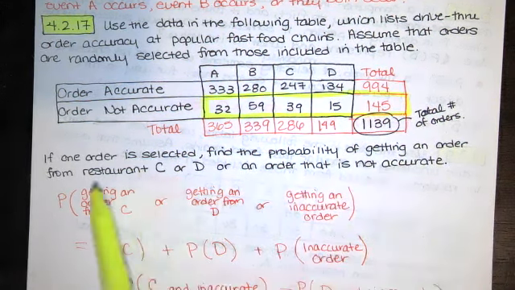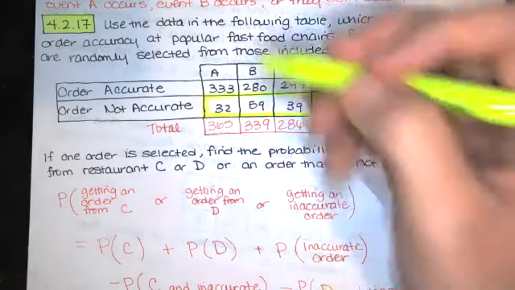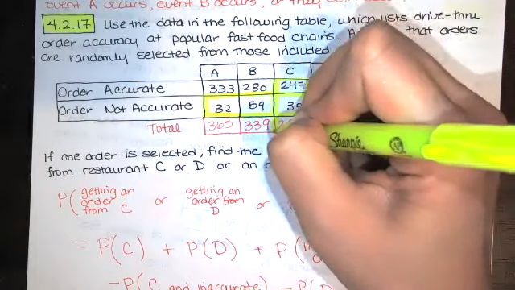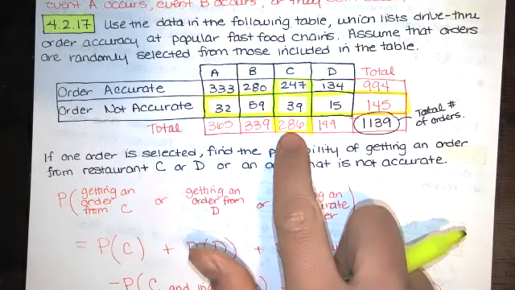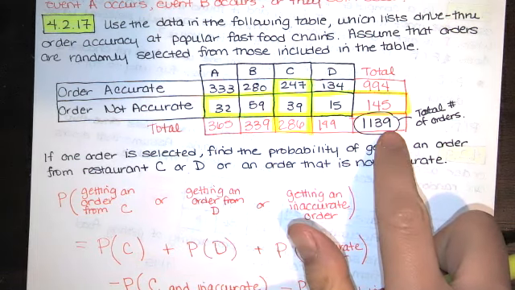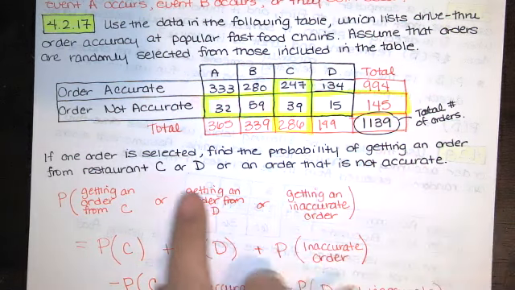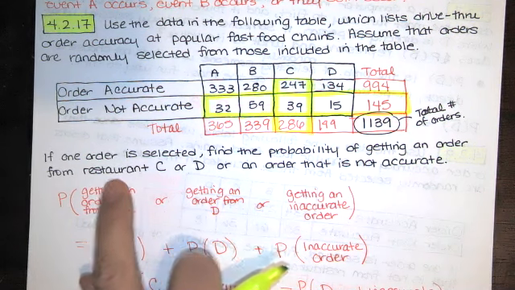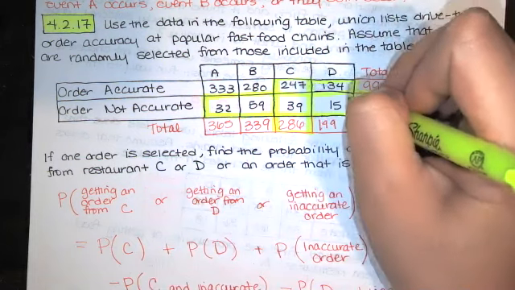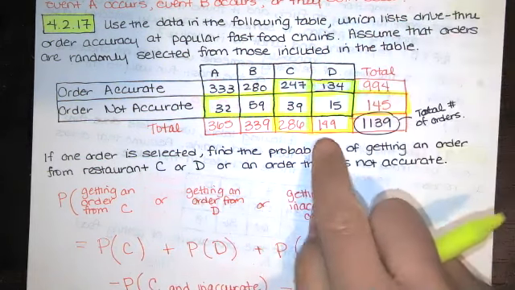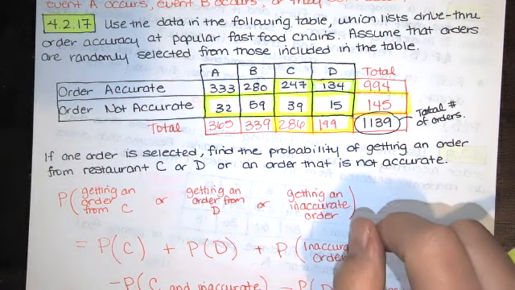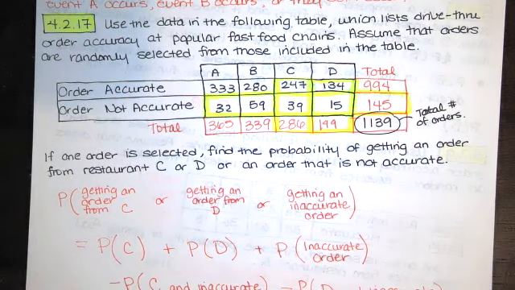What about the probability of getting an order from restaurant C? Well, with restaurant C, I'm interested in the numbers in this column. There were 286 orders from restaurant C out of that 1,139 orders. And then if I'm interested in the probability of getting an order from restaurant D, I would look at this column. There were 149 orders out of that 1,139 that came from restaurant D.